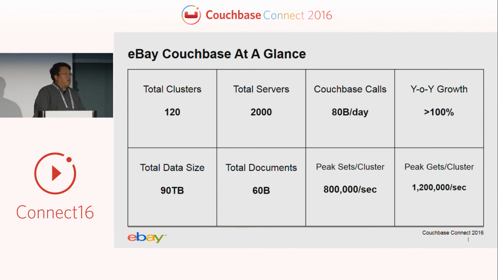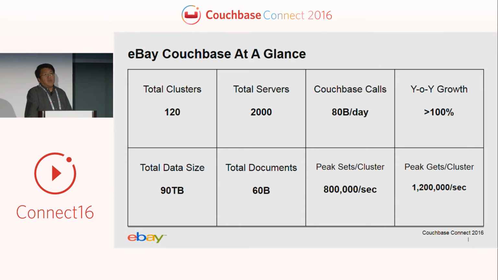Here's some detail about how we are using Couchbase at eBay. The numbers are a little bit different. The total server number is actually not 2,000, it's 1,400. We have about 120 clusters. We deploy clusters mostly across 3 data centers, so we have roughly 40 different global clusters, if you think of it that way.